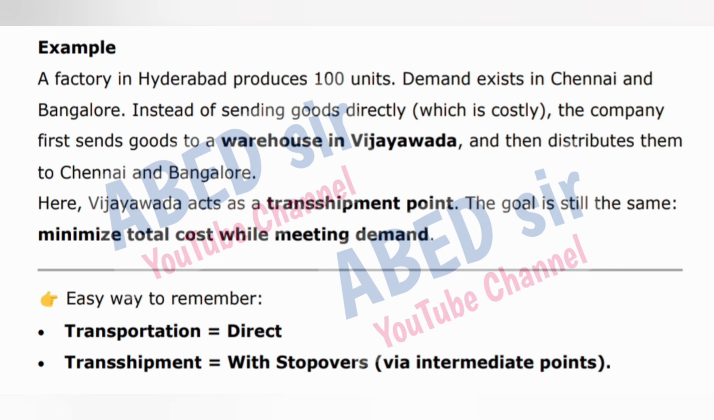Example: a factory in Hyderabad produces 100 units. Demand exists in Chennai and Bangalore. Instead of sending goods directly, which is costly, the company first sends goods to a warehouse in Vijayawada and then distributes them to Chennai and Bangalore. Here, Vijayawada acts as a transshipment point. The goal is still the same: minimize total cost while meeting demand. Easy way to remember. Transportation is direct. Transshipment is with stopovers via intermediate points.